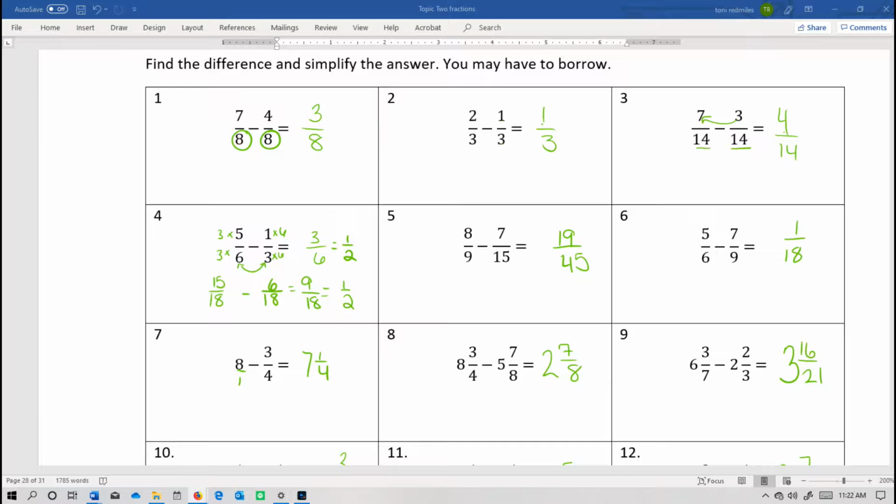So before I used the common denominator of 45, this time I'm going to multiply my two together. It's going to give me a really big one. 135.